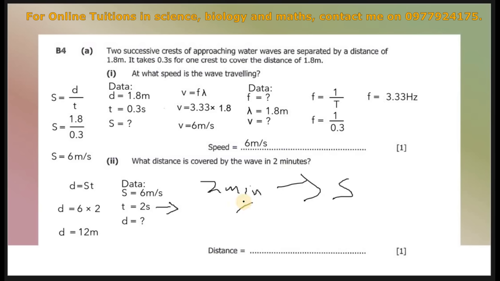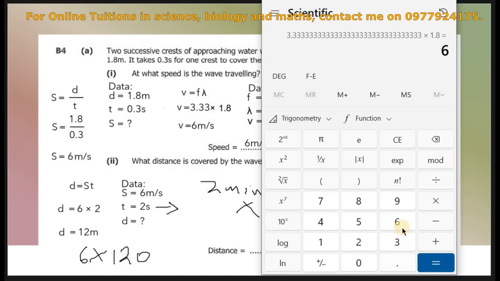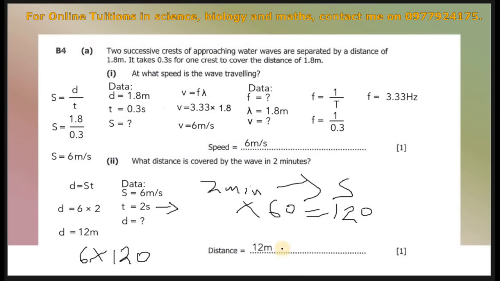So I should have multiplied by 60, so that it gives what? 120. So you get 6 times 120 seconds here, which will give you what? 6 times 120, which is 720. So here, the answer shouldn't be 12. No, it should be 720 meters covered now in 2 minutes. So it is so simple like that.